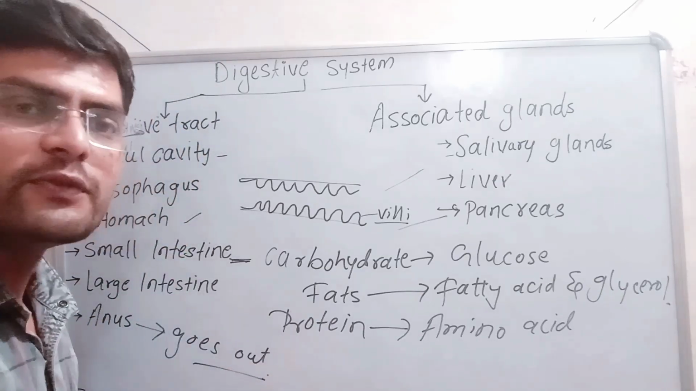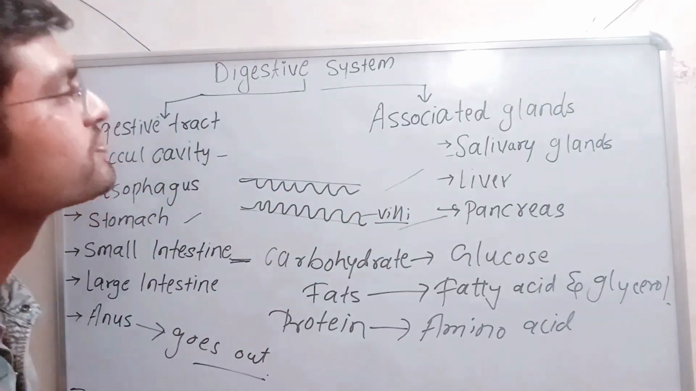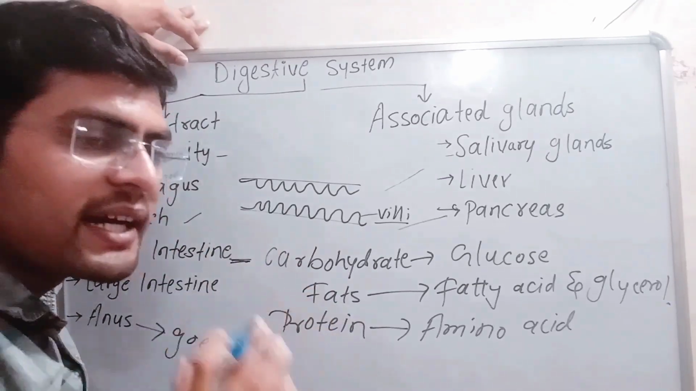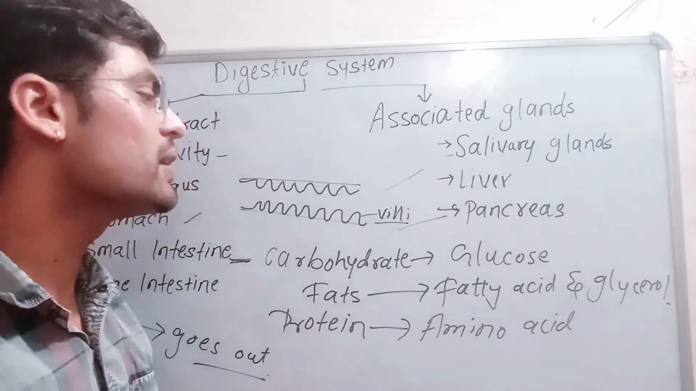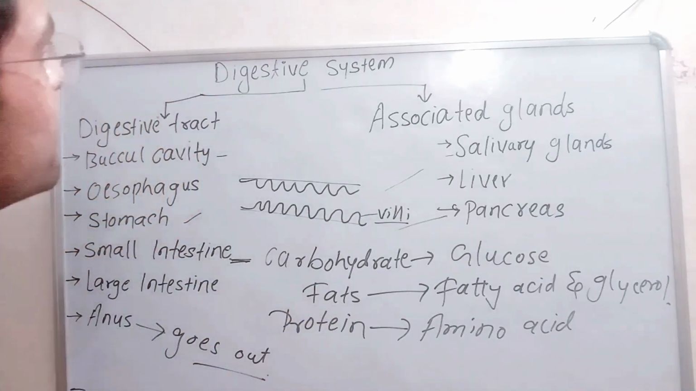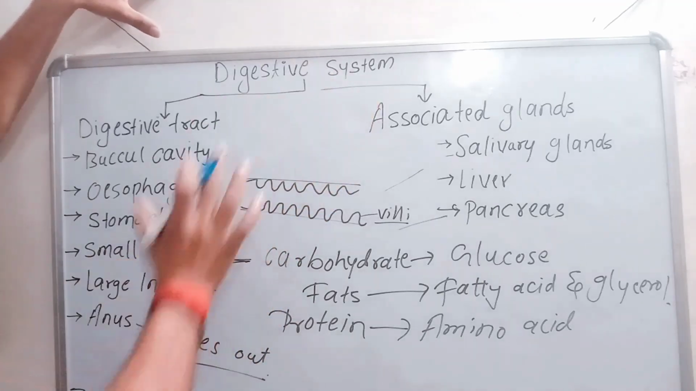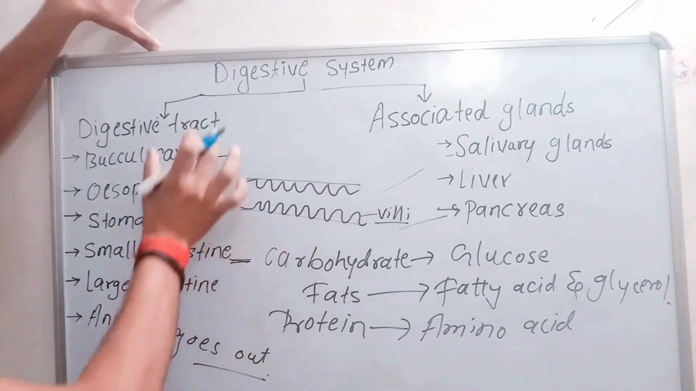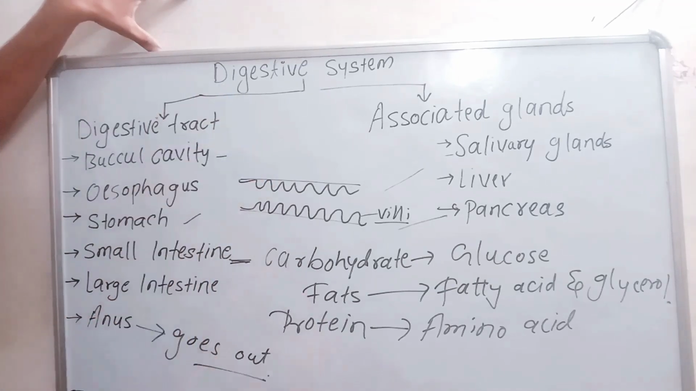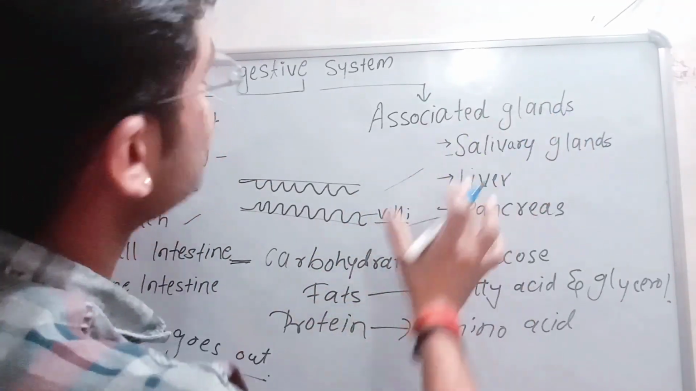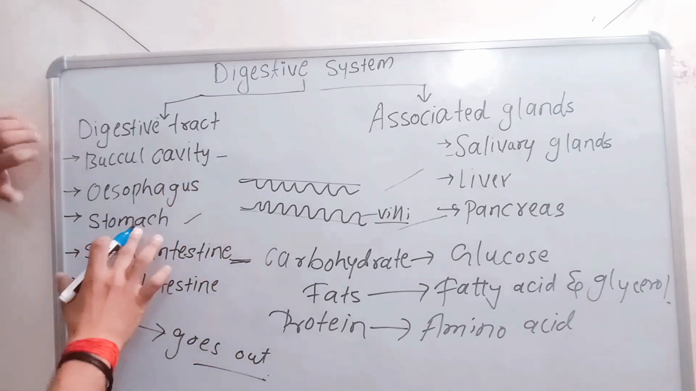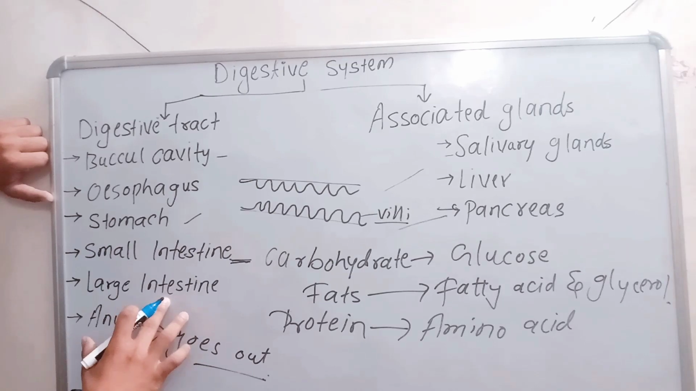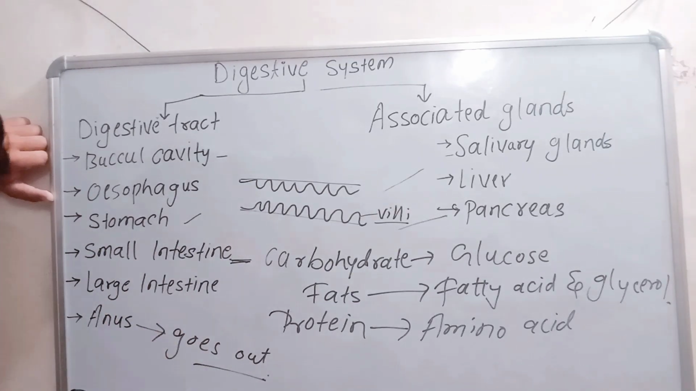Once again we summarize the topic. The meaning of digestion is conversion of complex food material into simpler ones. Then there is a system in our body, the digestive system. It comprises two things: the digestive tract or alimentary canal and associated glands. The digestive tract starts from the buccal cavity, esophagus, stomach, small intestine, large intestine, and then ends at the anus.